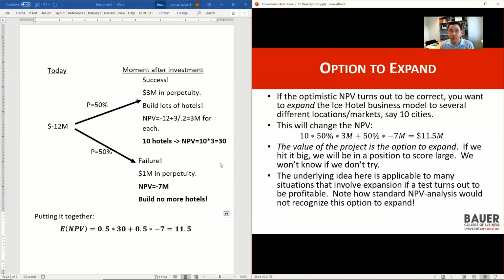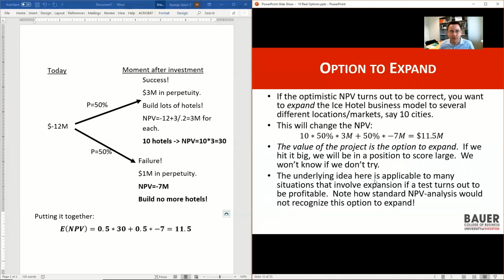It lets you know whether the market can sustain 10 more hotels. And if it can, then you're going to clean up and make a lot of money. So the entire value from that initial hotel is in the option to expand, not necessarily in the hotel itself. It's just you need to invest initially to learn whether it will work or not. Okay, that's what you're doing when you build that first hotel. So if you hit it big, you can score large, and you don't know unless you try. So that's why you have to put down the initial 12 million for that first hotel.